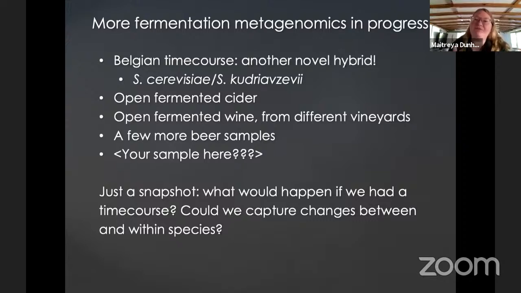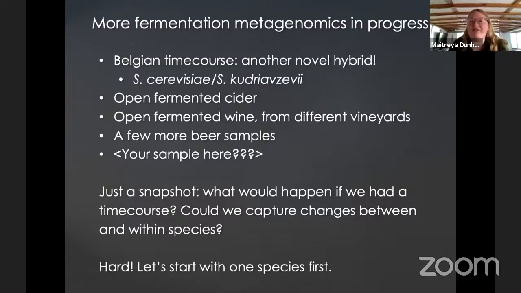But it would be nice if we had time courses like was shown earlier. We could follow both how these species are evolving by mutation, but also by population abundance over time. So I think that sounds pretty hard.